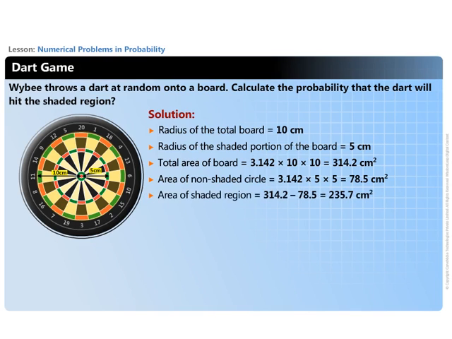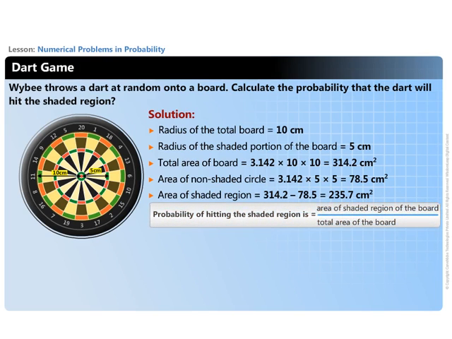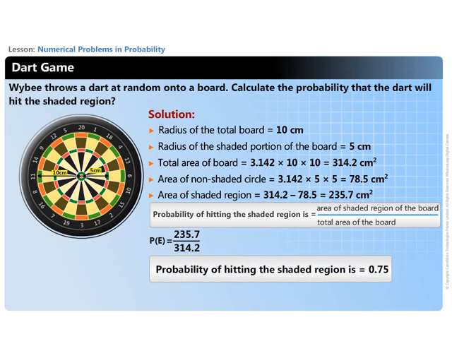Therefore, the area of the shaded region is equal to the difference of the total area and the area of the non-shaded region, which is equal to 235.7 square centimeters. Therefore, the probability of hitting the shaded region is the ratio of the area of the shaded region of the board and the total area of the board. Substituting the values and simplifying, we get the probability of hitting the shaded region is equal to 0.75.